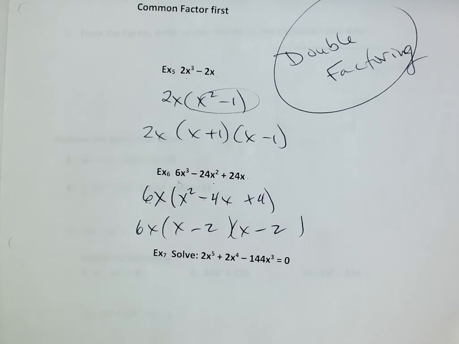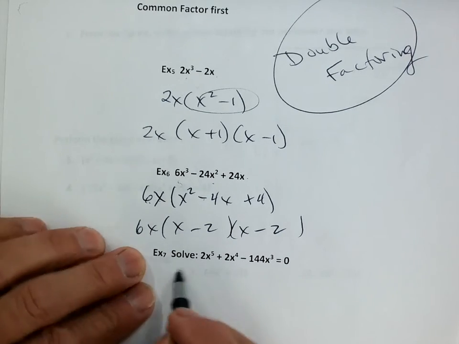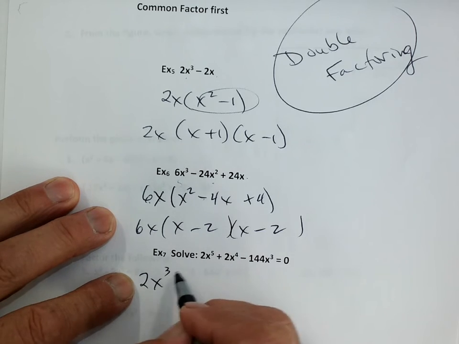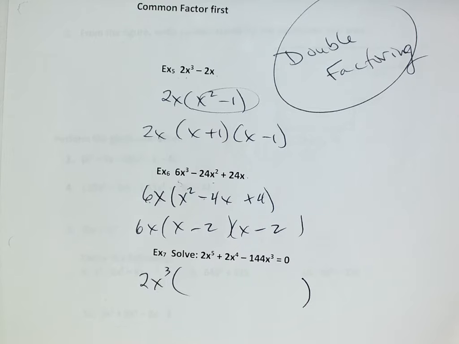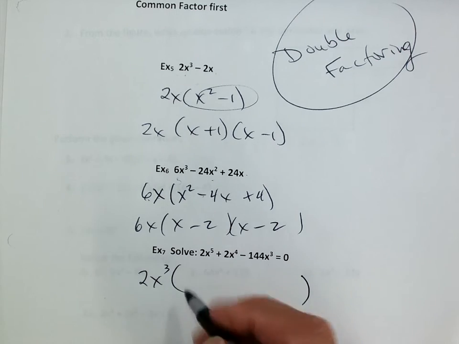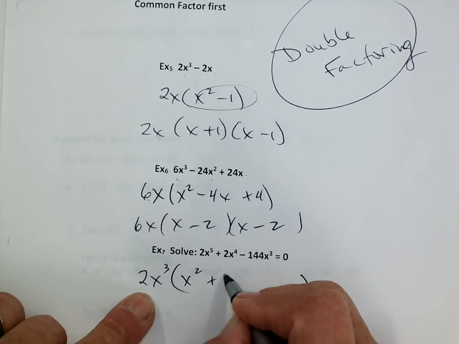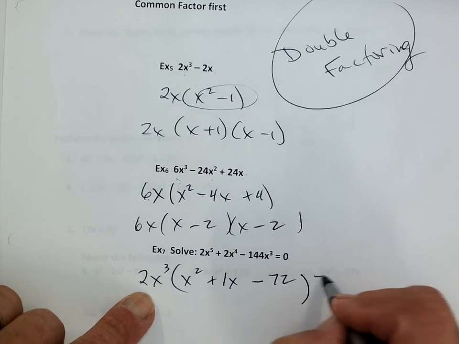Okay, number 7. Last but not least, let's common factor. What I see is a 2x to the third in common. So they all have at least a multiple of 2, and they all have at least 3 x's in common. So if I do that, I'd have an x squared plus a 1x minus 72.